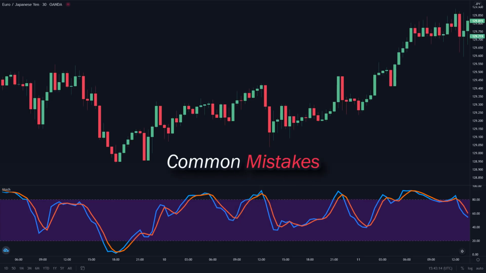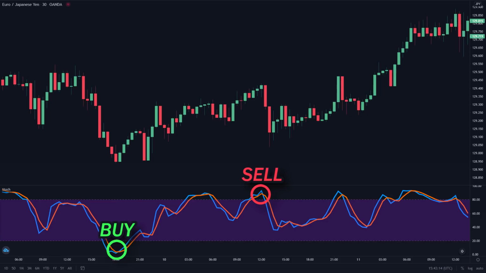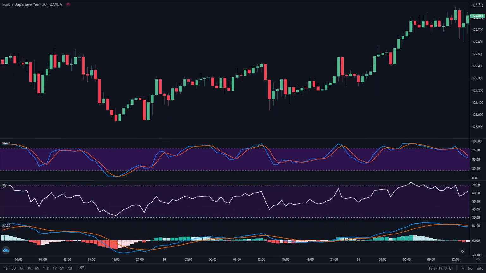One of the most common mistakes that traders make when using this indicator is that they're trading the Stochastic by itself. So they take a buy position every time the indicator hits oversold, and they take a sell position every time the indicator hits overbought. If you're still using the indicator this way, you will get a very low win rate. Instead, you need to combine the Stochastic with other indicators to further confirm your analysis.